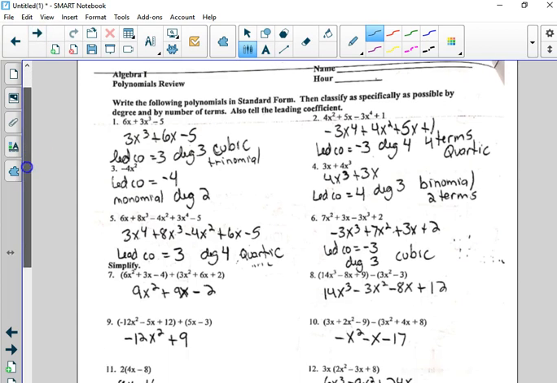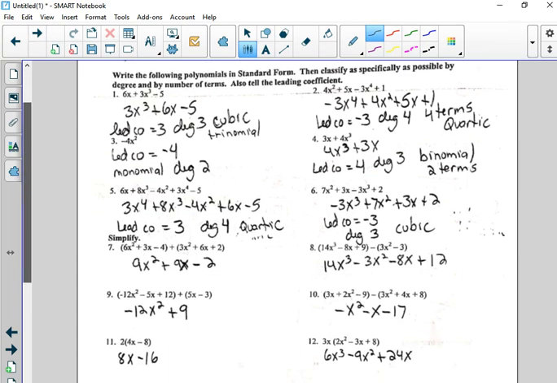Okay, polynomials. Standard form means write in descending order of the exponents. So 3, then 1, then your constant. The lead coefficient is the number. So I suggest, remember, go through first and find your biggest one. Make sure you circle any negatives with it.